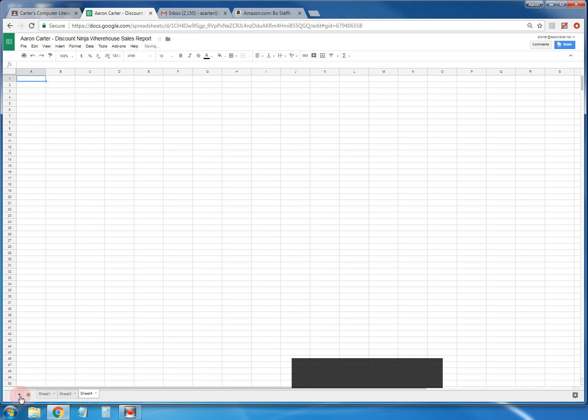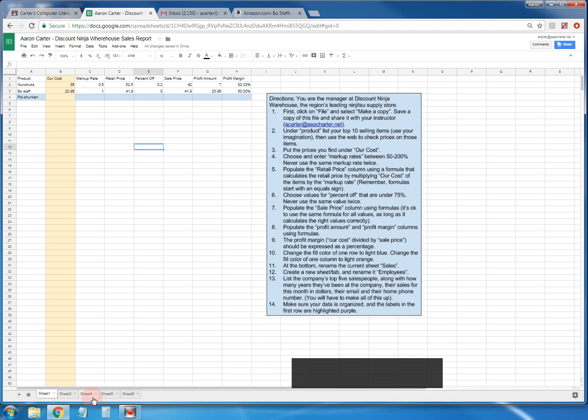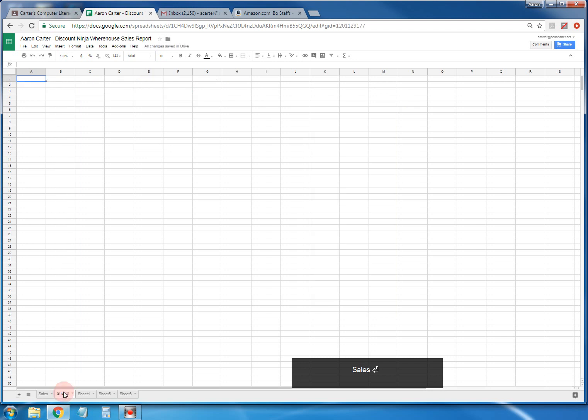We can add more sheets. We can add 3 sheets or 4 sheets or 5 sheets. I'm not sure what the maximum number is, but I've never used more than 10 sheets in a single workbook. To keep things organized, we can right click on, let's see, is it left click or right click? Okay, you can left click on this little drop down arrow here and go to rename. And we're going to name this tab sales. And we're going to come over here, make a new sheet, and call that employees.